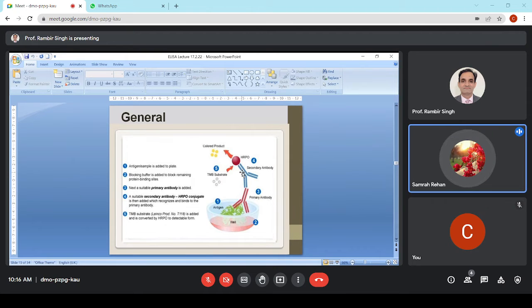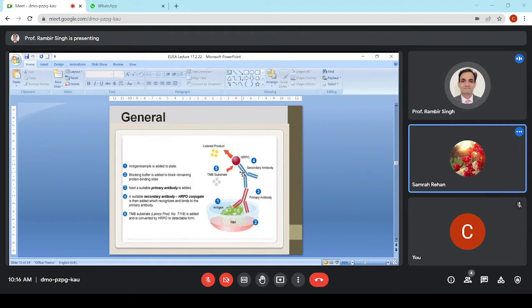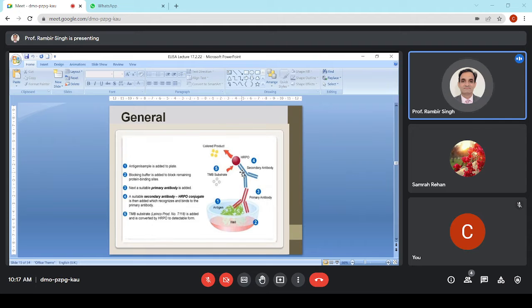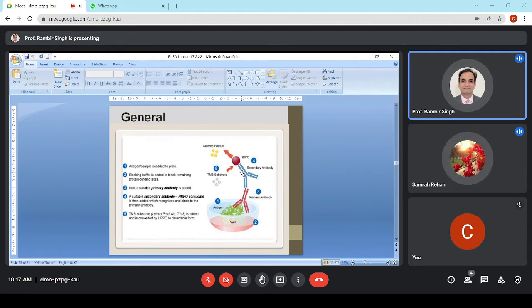We can synthesize it or we can purchase it. We cannot synthesize antibodies, we can purchase it, but how is it generated? What do you mean by secondary antibody, and how is it generated?